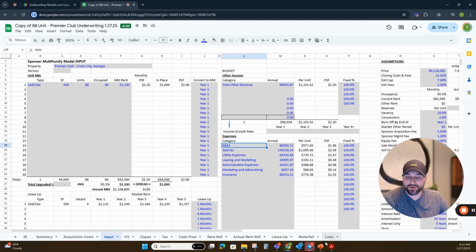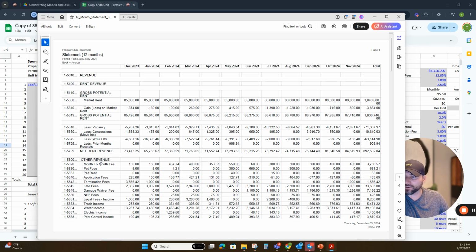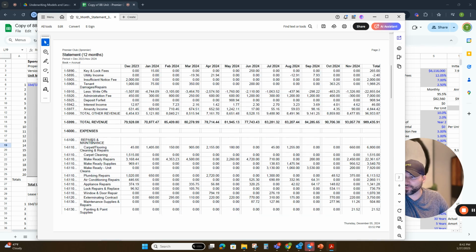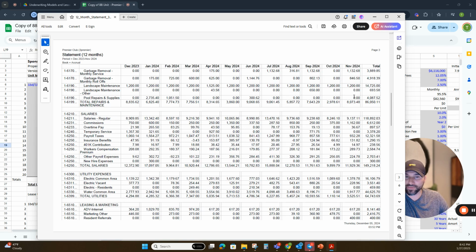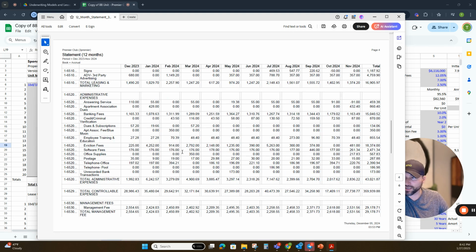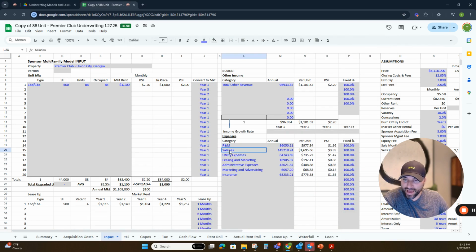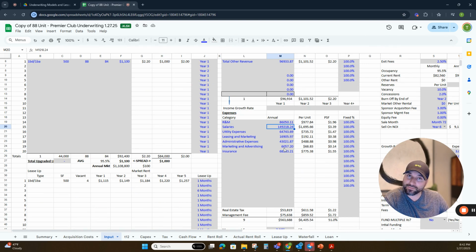And your expenses, again, back to these categories. R&M, let's see here, repair and maintenance, right? This whole category is repair and maintenance. I just pulled the number from right there. Salaries, I pulled the number from right there. Utility, I pulled the number from right there. Leasing and marketing, you can tell, I pulled the number from right there. So adding all these in will give you the annual amount.